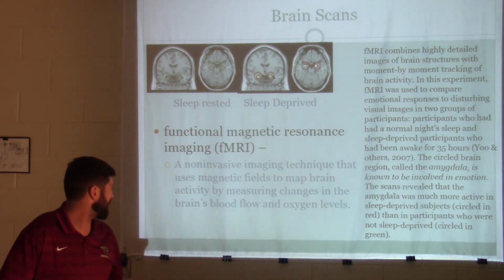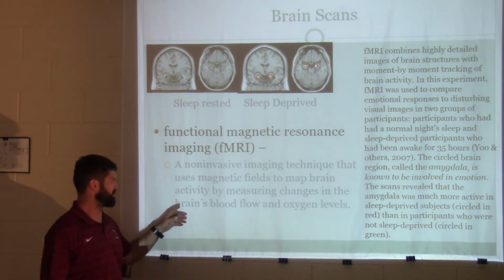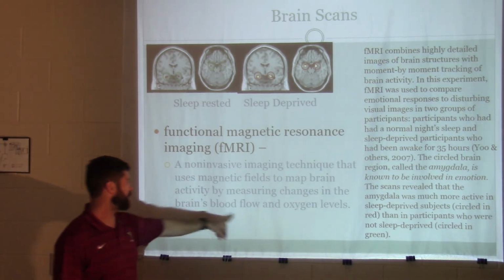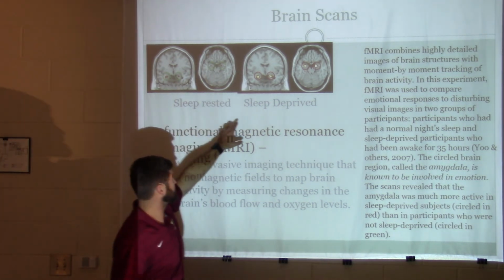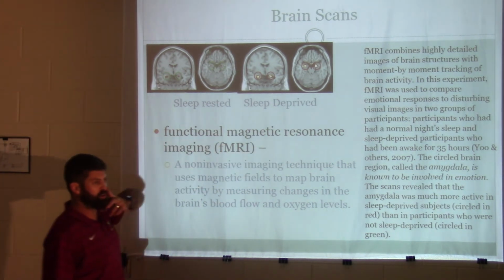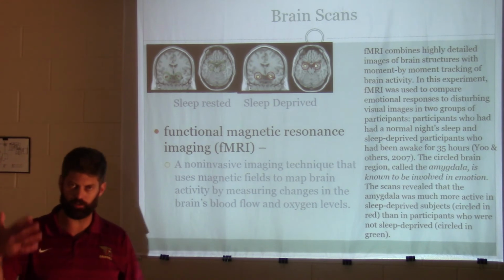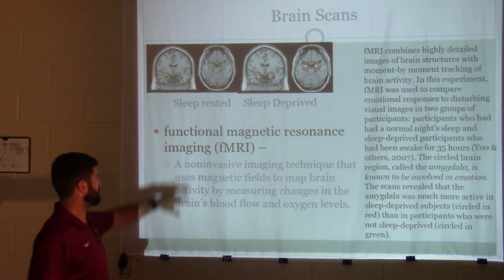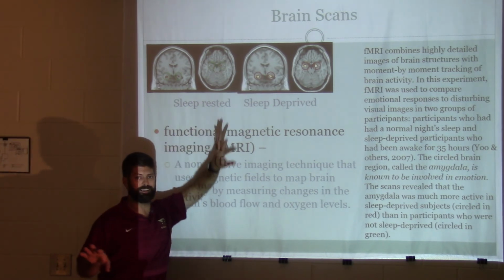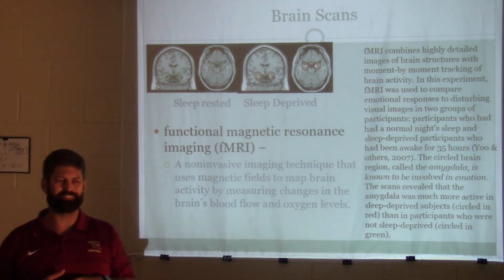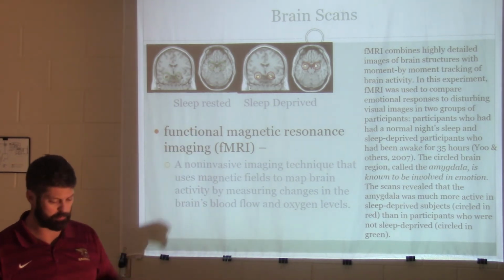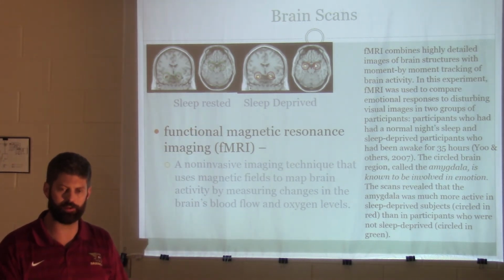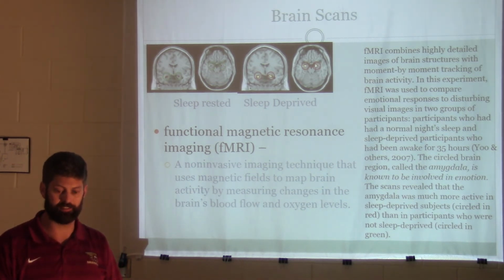Brain scans continue. This is the fMRI. This is a non-invasive imaging technique that uses magnetic fields to track blood flow and oxygen levels. We have examples here, sleep rested and sleep deprived. If we use an fMRI and watch the brain imaging come in, if you're sleep rested, your amygdala is not as active or as reactionary as it would be if you were sleep deprived. People who are sleep deprived react emotionally fast.